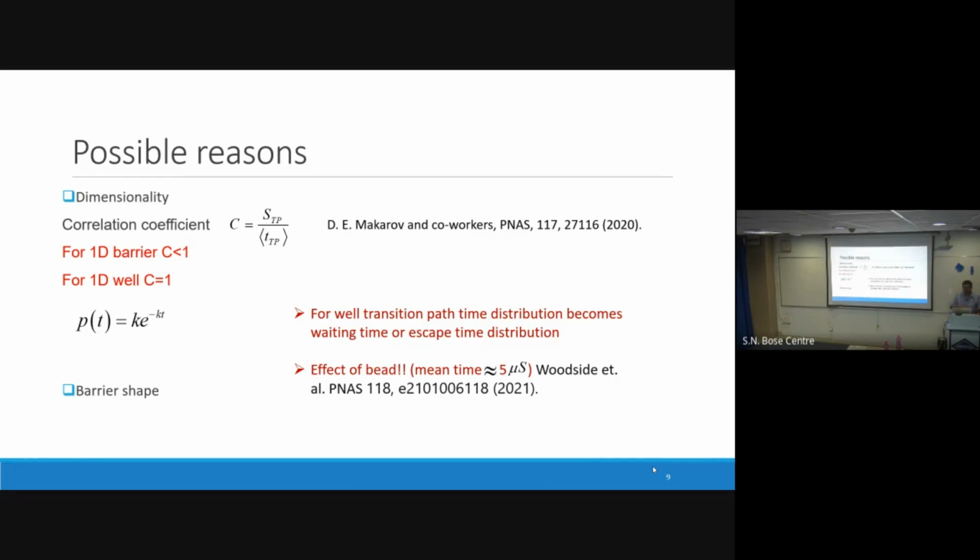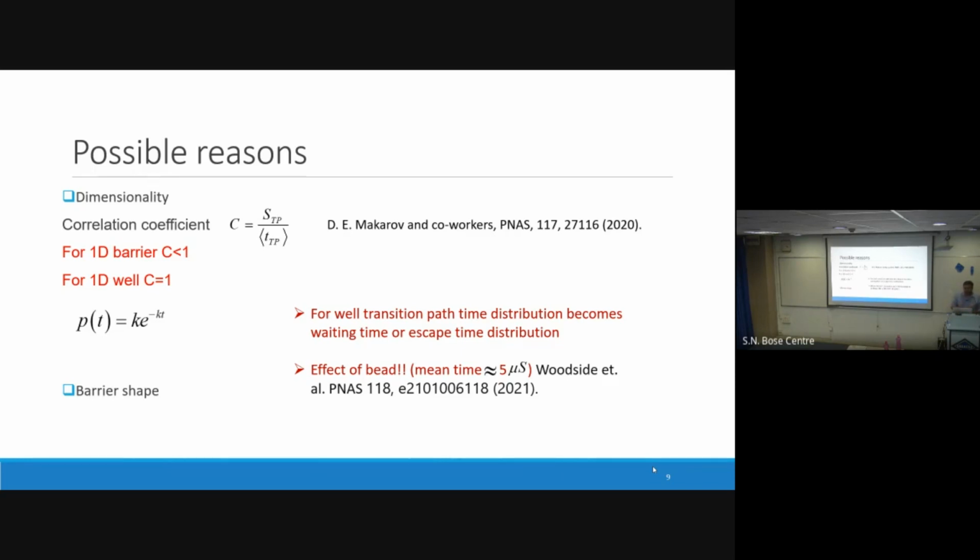So if the distribution is broader, the correlation coefficient will be larger, as the standard deviation will be larger. For a 1D well, the C value one can get is exactly equal to 1. Why? Because for a 1D well, instead of barrier crossing dynamics, it will be escaping dynamics or waiting time dynamics, that I mentioned earlier.